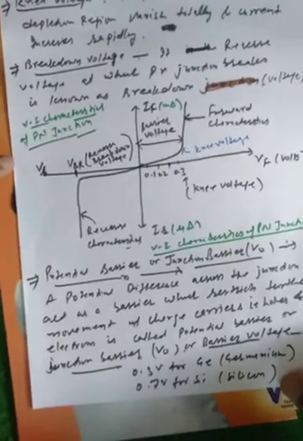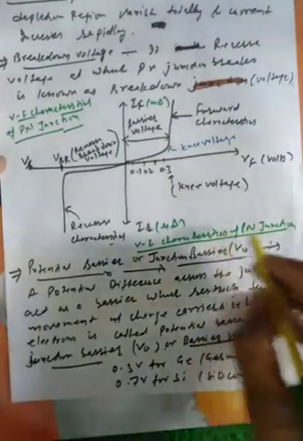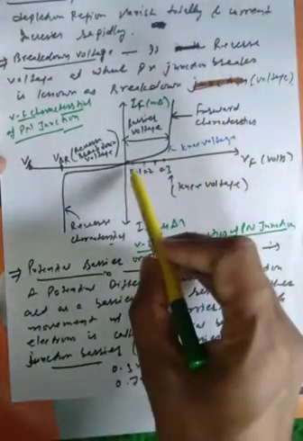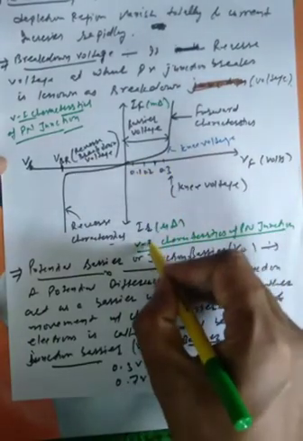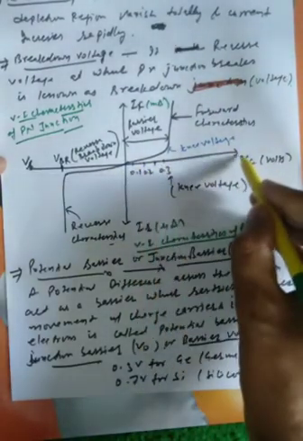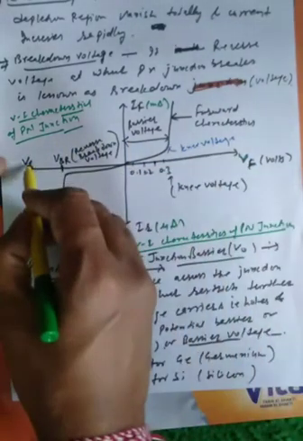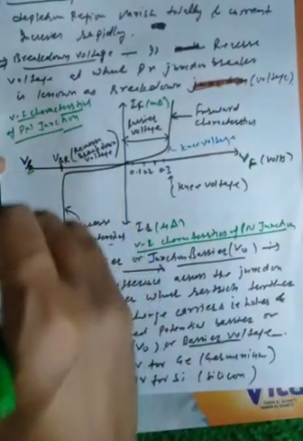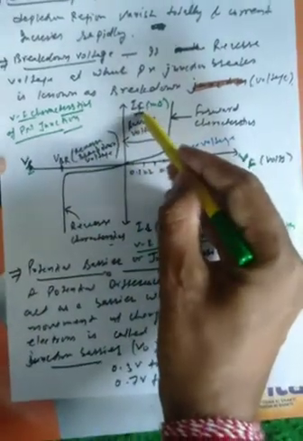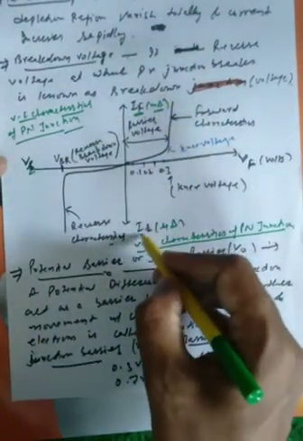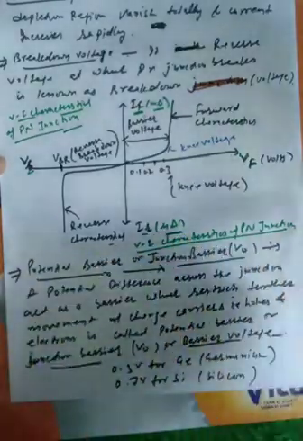Next, the VI characteristics of p-n junctions. You can see the VI characteristics, voltage and current characteristics. This is the positive axis, and this is the voltage in the forward direction, and this is the voltage in the reverse direction, VR. Current in the forward direction is in milliampere, and current in the reverse direction is in microampere.